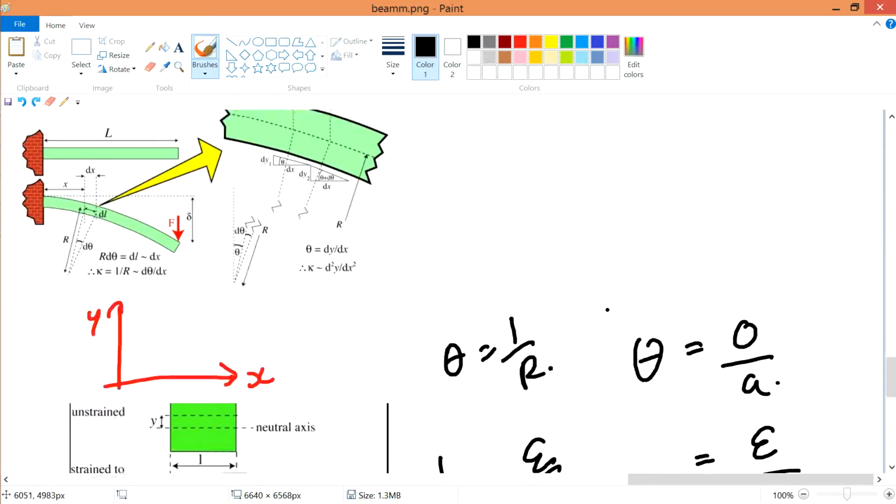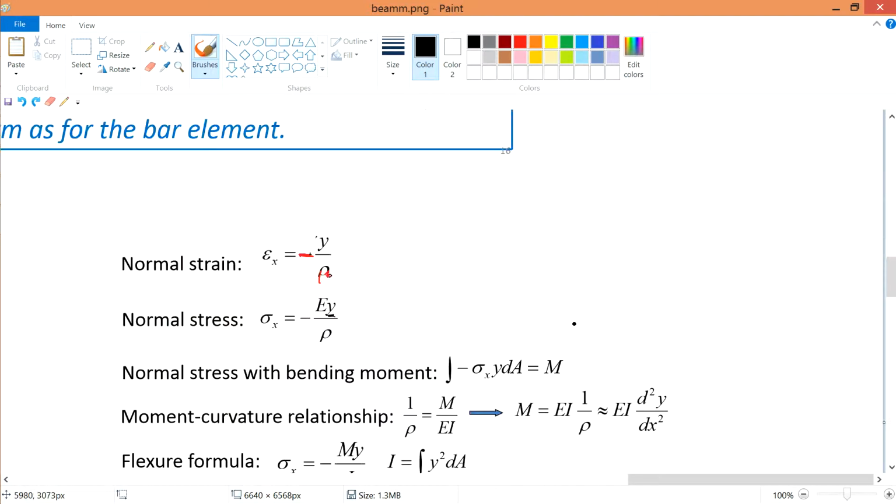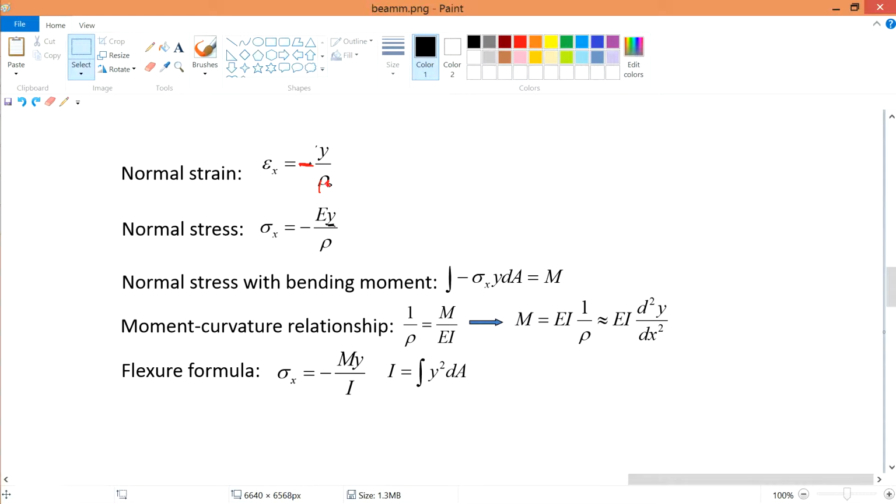And this is the first understanding of our εx equals to y over this one. So this is your r. So minus y over r. So this is your strain. Check. I took 5 minutes to explain the strain.